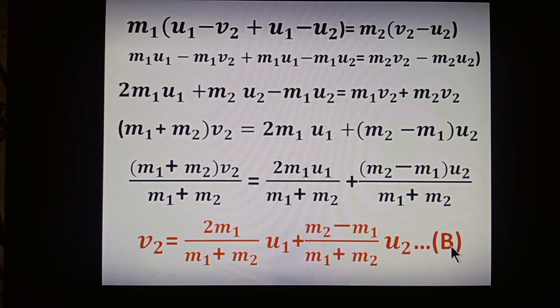Students, equations A and B are used for different values of masses and under different conditions, whether the target ball is at rest, or masses are the same, or m1 is greater, or m2 is greater. We will insert these values here, and after solving these equations we can find the velocities after collision. Students, this is all about elastic collision in one dimension. I hope it is clear.